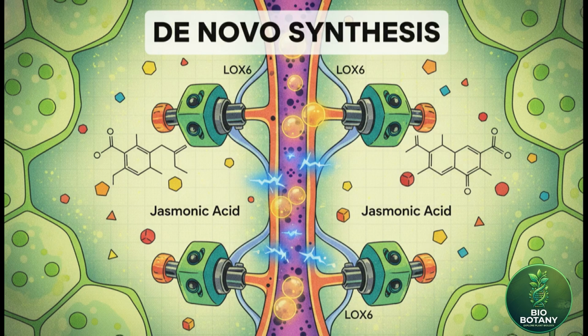See, the distant leaf doesn't just sit around waiting for the hormone to travel all the way from the wounded leaf, because that would take way too long. Instead, the fast electrical and calcium waves show up and basically instruct the undamaged leaf to immediately manufacture its own jasmonic acid locally, often relying on enzymes like LOX6 that are hanging out right next to the xylem.